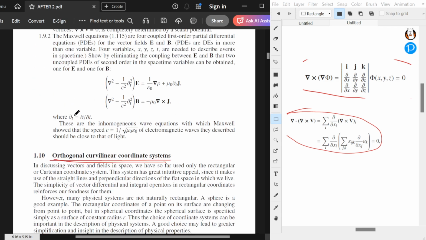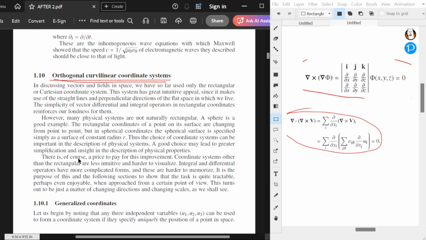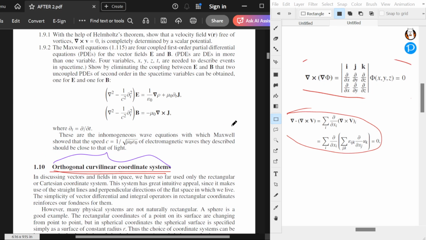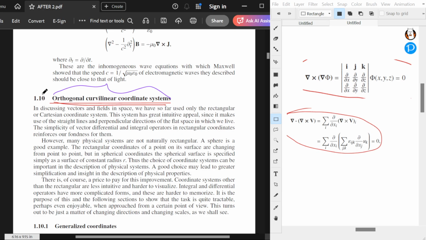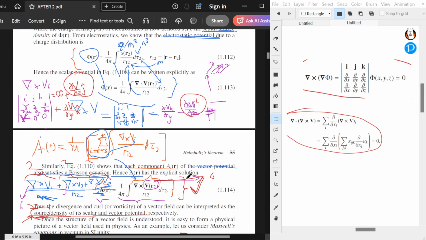Problems. I don't have a problem. Okay, we're at orthogonal curvilinear coordinate systems. I think once you understand this, you're in a good place. So that's why I like this. But we'll take a break right now, I guess.